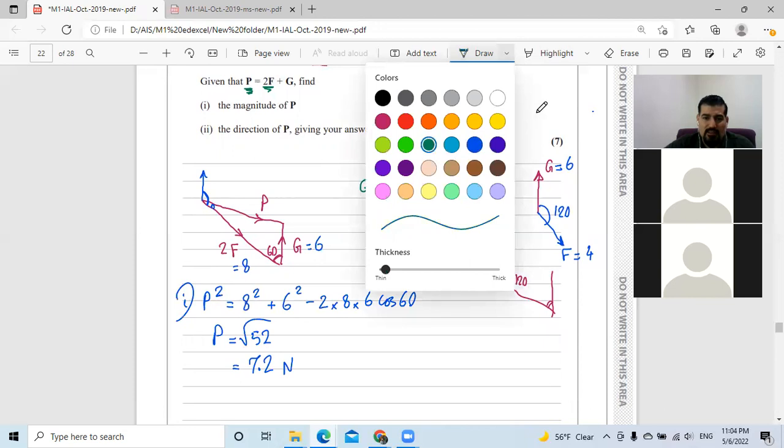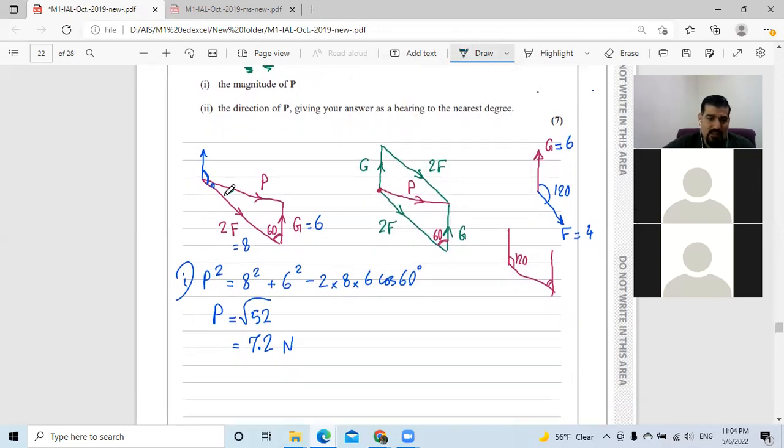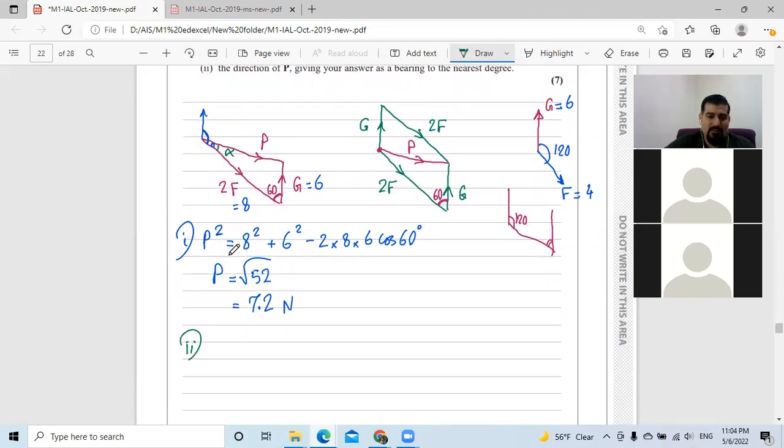Part II, they ask about the angle. Let's say this small angle here is alpha. So I need to find it out, then subtract it from the 120 to find the bearing from here to here. I'm going to use the sine rule. So sine alpha over G, which is 6, equals sine 60 over P, which is 7.2. Or actually, I'm going to use the square root of 52, which is more accurate.